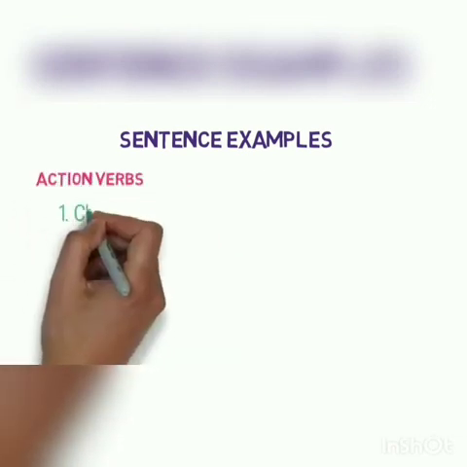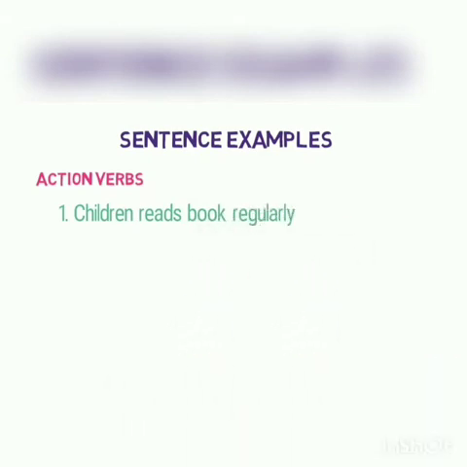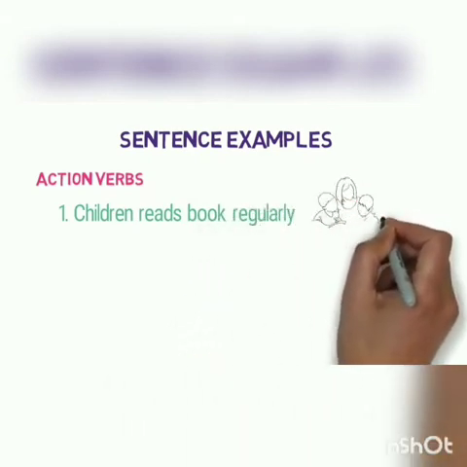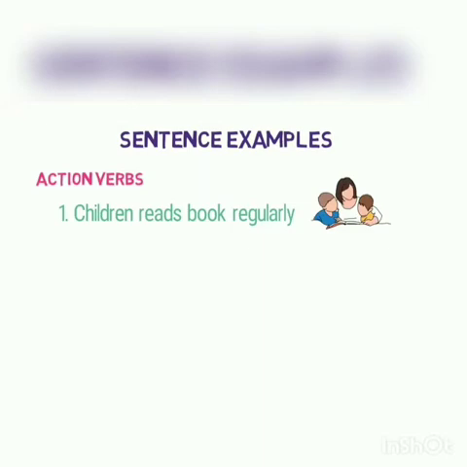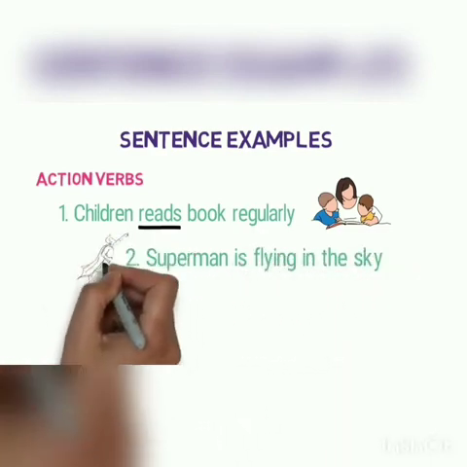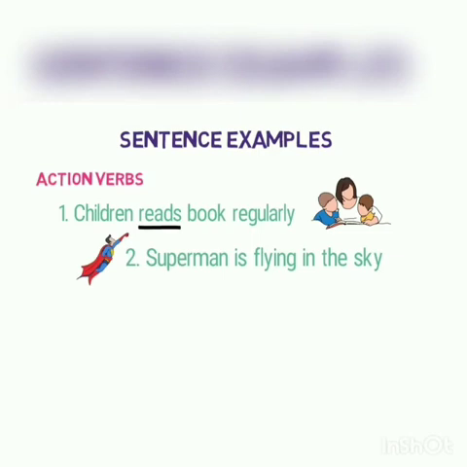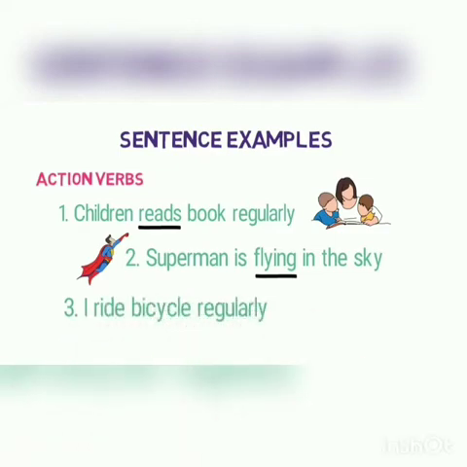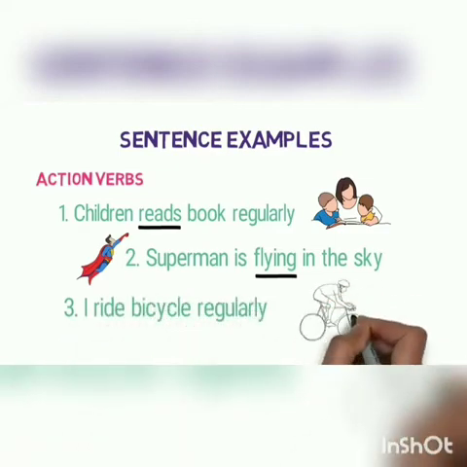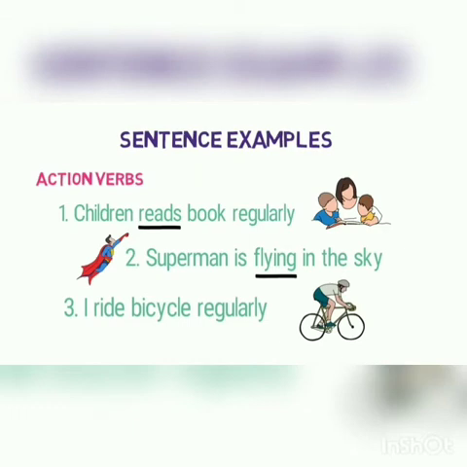Let's look into some sentence examples of them. First, let's see action verbs. First, children read books regularly. Here, what is the action performed by children? It is reading. So read is an action verb. Second, Superman is flying in the sky. Here, what is the action performed by Superman? It is flying. So flying is an action verb. Third, I ride bicycle regularly. Here, what is the action that I perform with the cycle? It is riding. So ride is an action verb.